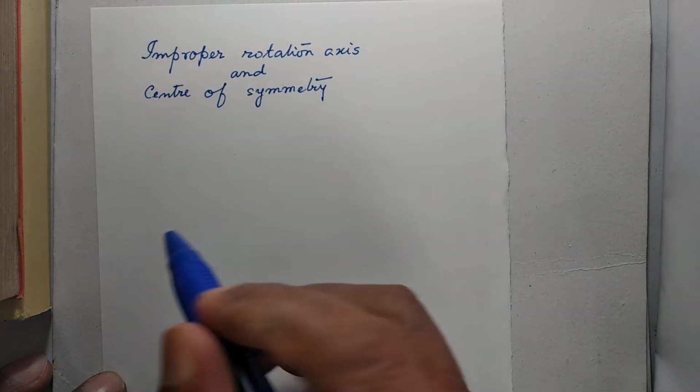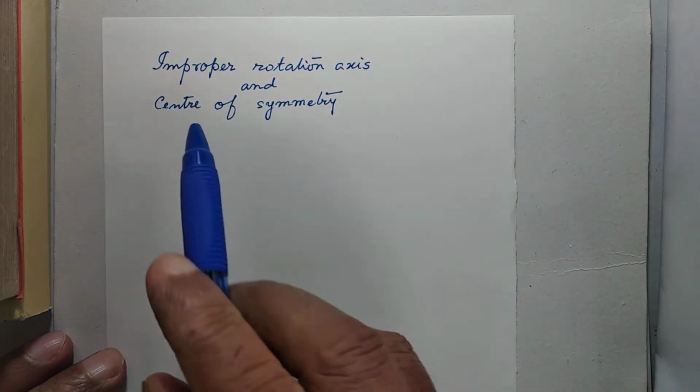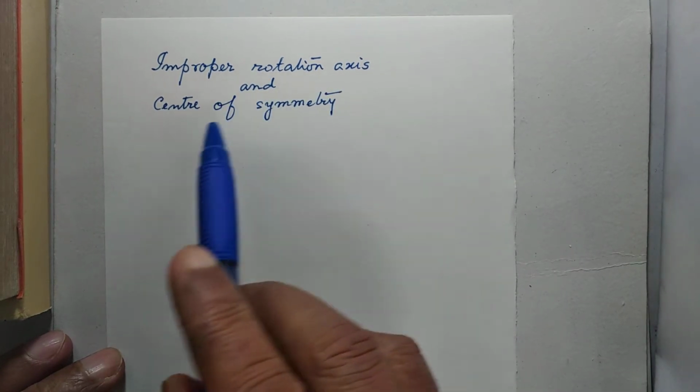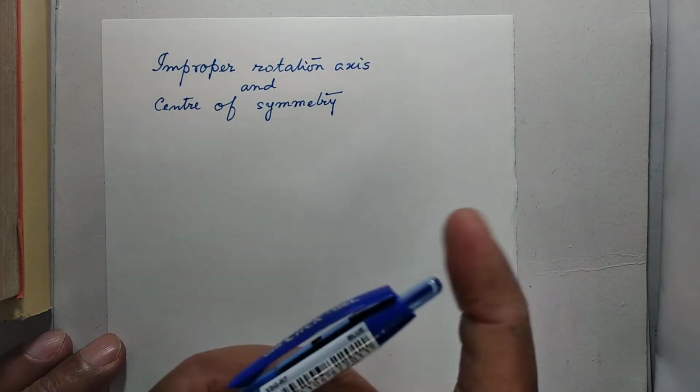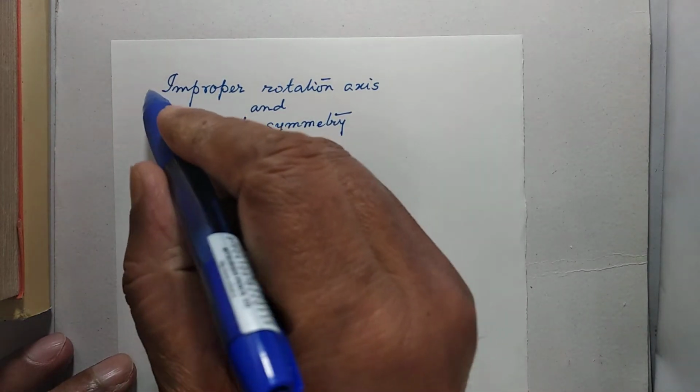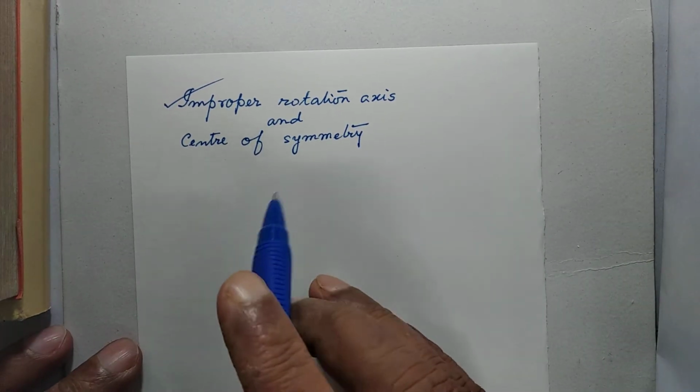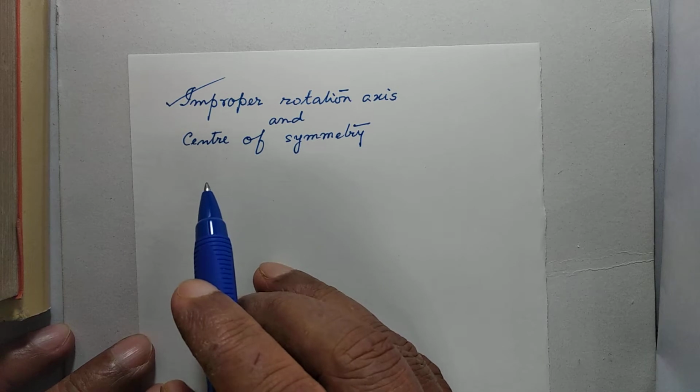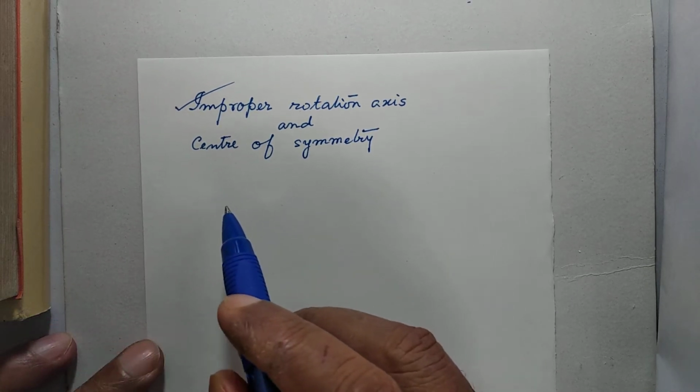In this video, I am going to explain improper rotation axis and center of symmetry. Let us first consider this one. We start with an example, the example of methane molecule.